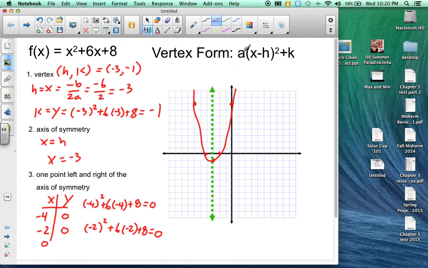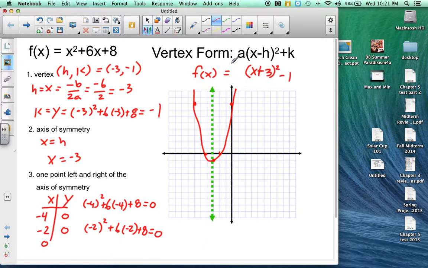Now how do I find vertex form? Well, that's pretty easy. We have half the problem. So f of x is equal to, we're only missing a. We have x minus, but since it's negative, we switch the sign, so it's plus 3. That's a horrible 3, guys. Squared, and then minus 1.